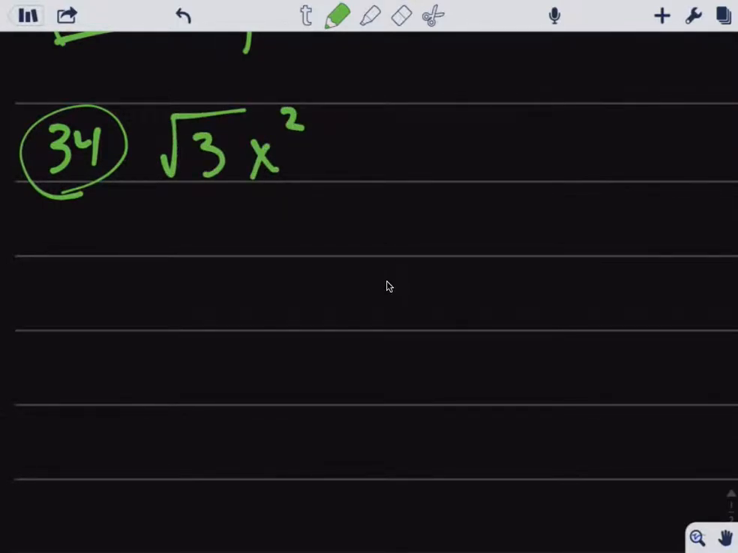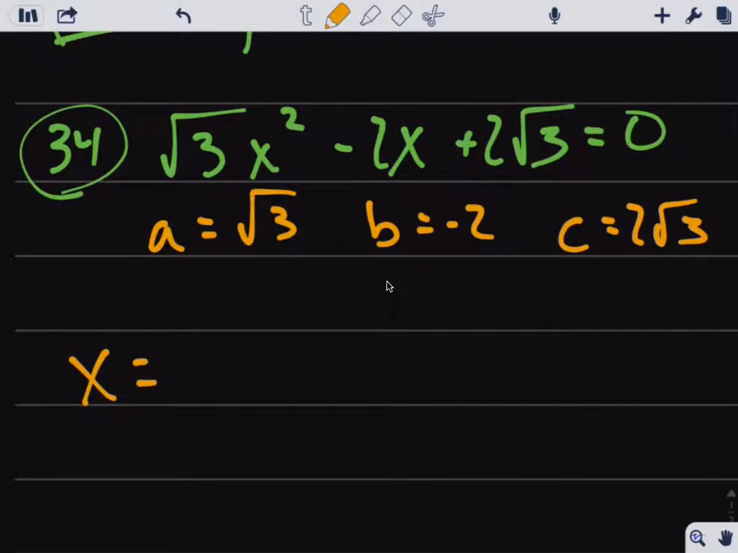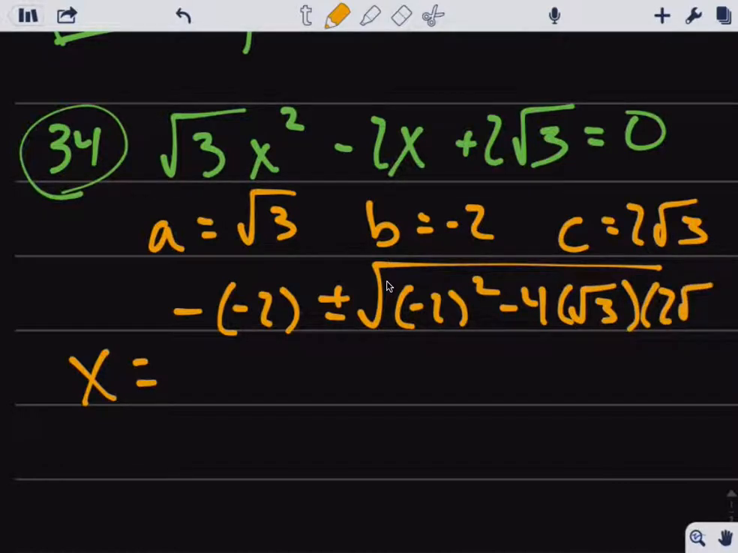Square root of 3 x squared minus 2x plus 2 root 3 equals 0. Remember we're using the quadratic formula, so a is equal to the square root of 3, b is equal to negative 2, c is equal to 2 root 3. So when I do this, I get x is equal to negative 2 plus or minus the square root of b squared, that's negative 2 squared, minus 4ac, all over 2a.